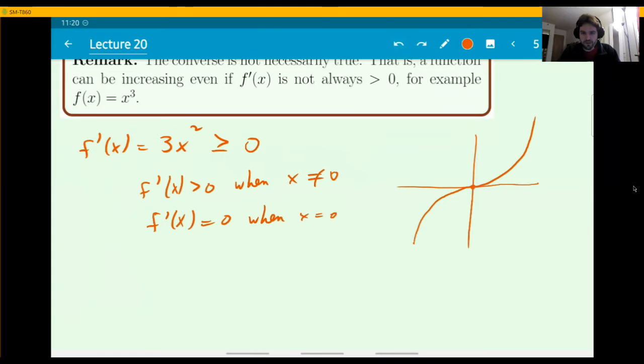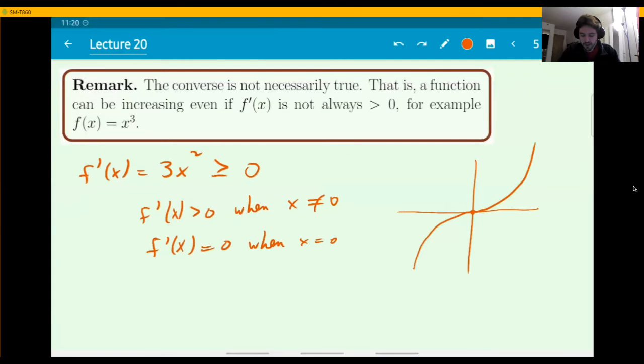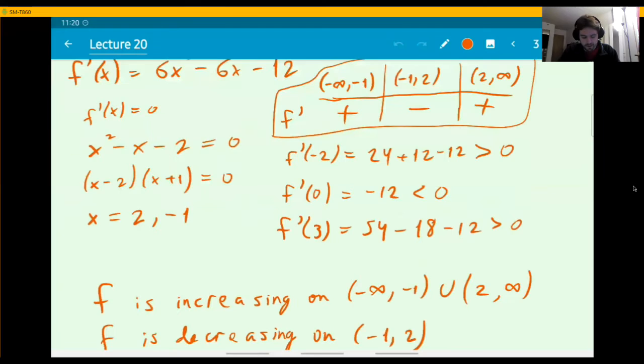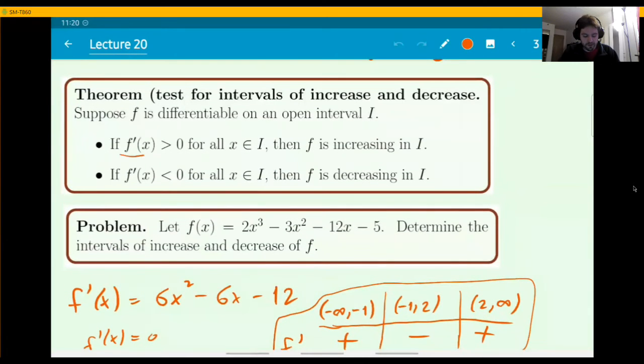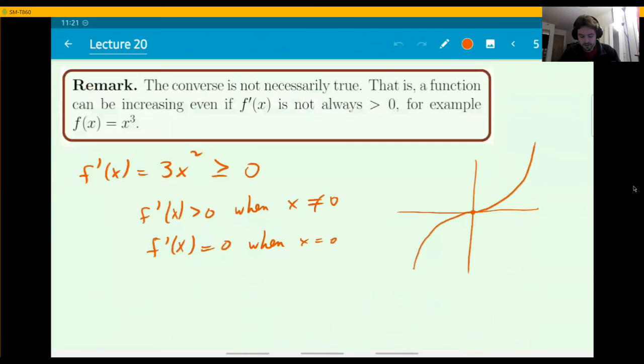So be careful with what this test says, which I'm going to go back to so we can read that again. It is just saying that if the function has a positive derivative for all points in an interval, then you know for sure it is increasing. But it doesn't go the other way. It might still be increasing even if it's not always positive. The derivative is not always positive. It might be equal to 0 at some points. All right? So just always remember the x cubed function as a quick example of this.